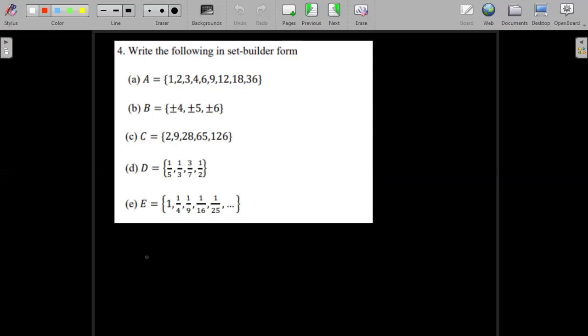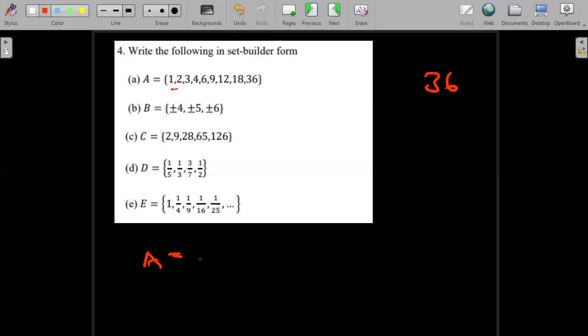So I have the first one, the set A. What can I observe about the set A? When I look at the set A, all these that are here, 1, 2, 3, 4, 5, 18, can all divide into the number 36. They are factors, or they can divide into the number 36.